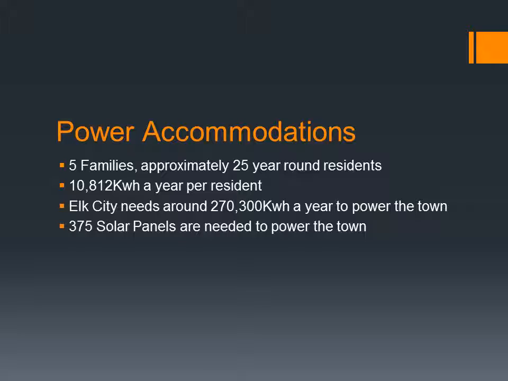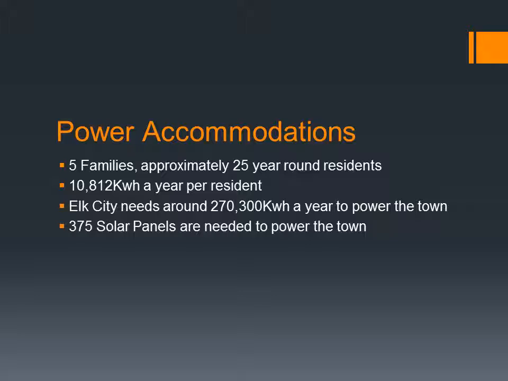According to the information that Dr. Bell provided, Elk City has 5 families that live in the town full-time that will be dependent on the energy that the solar power will provide. For the purpose of this study, we will estimate the year-round population of Elk City is 25 people. If each person uses the 901 kilowatt hours a month, a total of 22,525 kilowatt hours will be used a month or a total of 270,300 kilowatt hours a year.